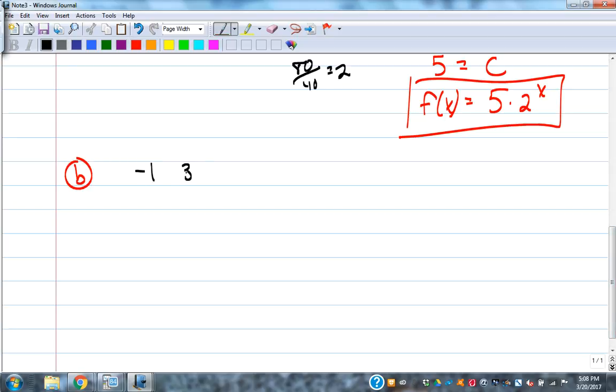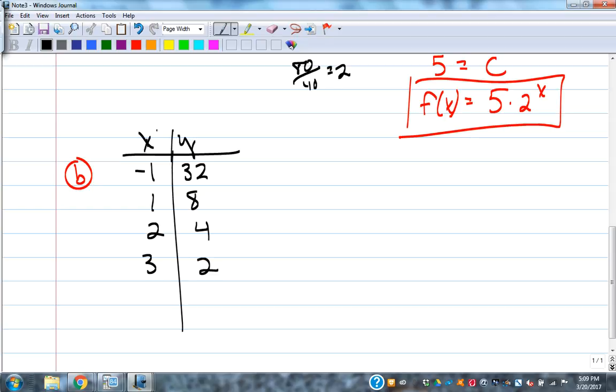So we got -1, 32, 1, 8, 3, 2, 4, and 3, 2. All right, so here we got to be a little bit more careful because we don't have sequential x values the whole way through. We're missing the 0 in between the -1 and the 1, right? So we can't check that one, the 8 over 32, because that's not going to be sequential x values. We need sequential x values. So 1, 2, 3, we can check those.